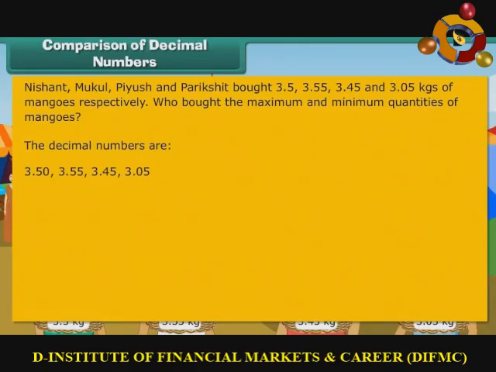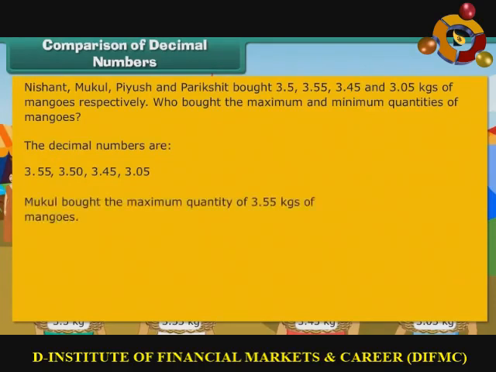All the numbers have 3 to the left of the decimal points. Therefore, we arrange them on the basis of the digits after the decimal point. These are 50, 55, 45 and 05. We are aware that 55 is greater than 50, which is greater than 45, which is greater than 05. Therefore, the quantities in the descending order are 3.55, 3.50, 3.45, 3.05.